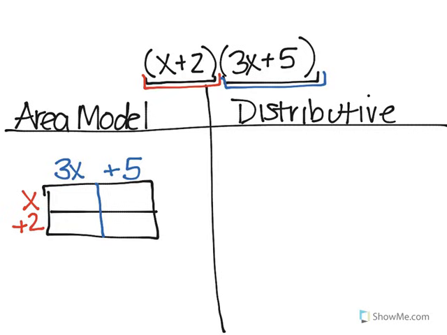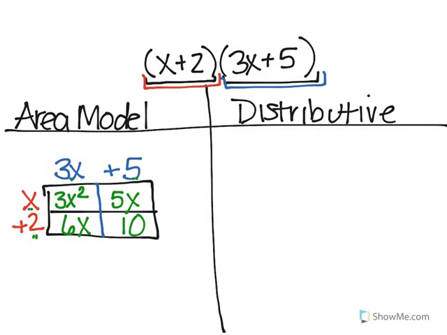Now I'm simply going to multiply each row by each column. So first I'm multiplying x times 3x, which is 3x squared. Next, I'm going to multiply x times 5, which is 5x, and 2 times 3x is 6x, and finally 2 times 5 is 10.